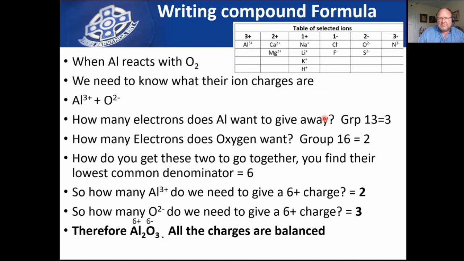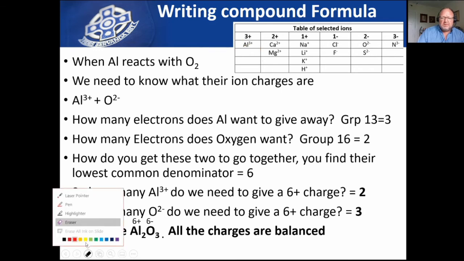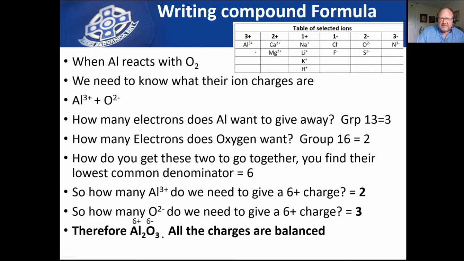Okay, so how do we know how to write these? When aluminium, for instance, reacts with oxygen, we know aluminium wants to give away 3, and you find that exactly in your table of ions. And remember, this table of ions was given to you, so you know that aluminium wants to give away 3. Oxygen, on the other hand, wants to accept 2.